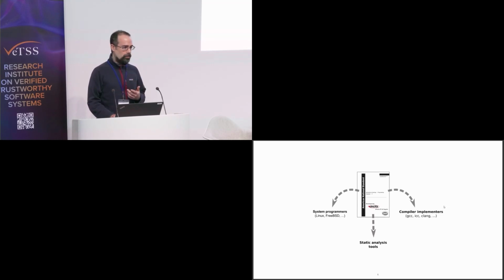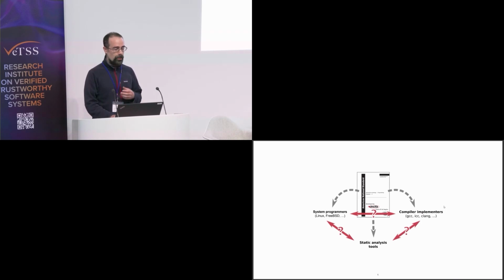Typically, you will have three kinds of people who will read the C standard. On one side, system programmers, like the developers of Linux or FreeBSD, who want to know how to write programs which won't have undefined behaviors and will behave properly on all the architectures they target. On the other side, compiler implementers, like the developers of GCC and Clang, who over the years have been implementing overly aggressive optimizations, and they want to know what axioms they can rely on for the correctness of their optimizations. And more recently, you have people writing semantics or static analysis tools who need to know what the standard is.